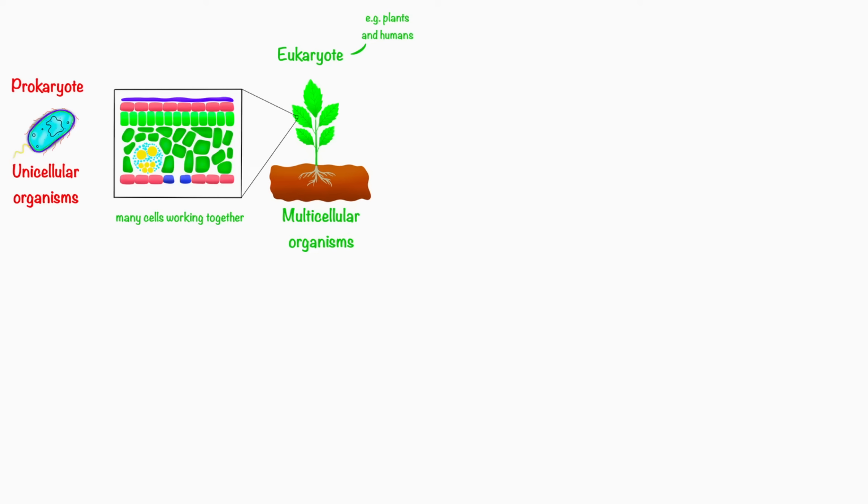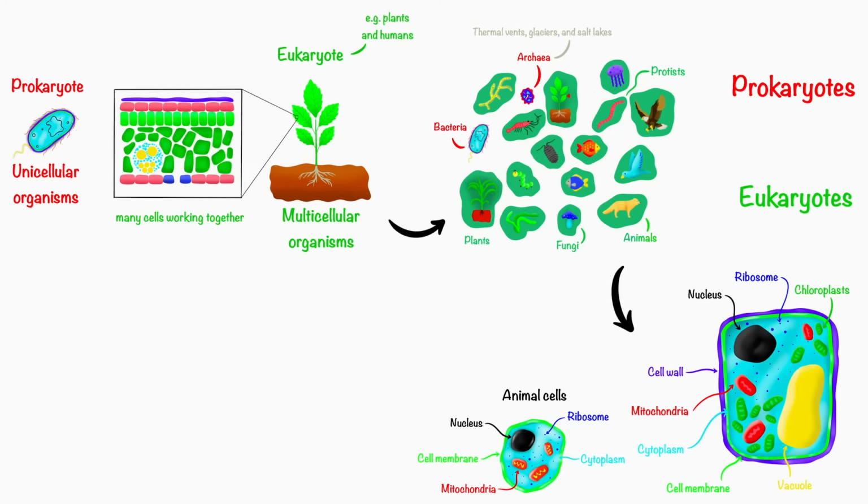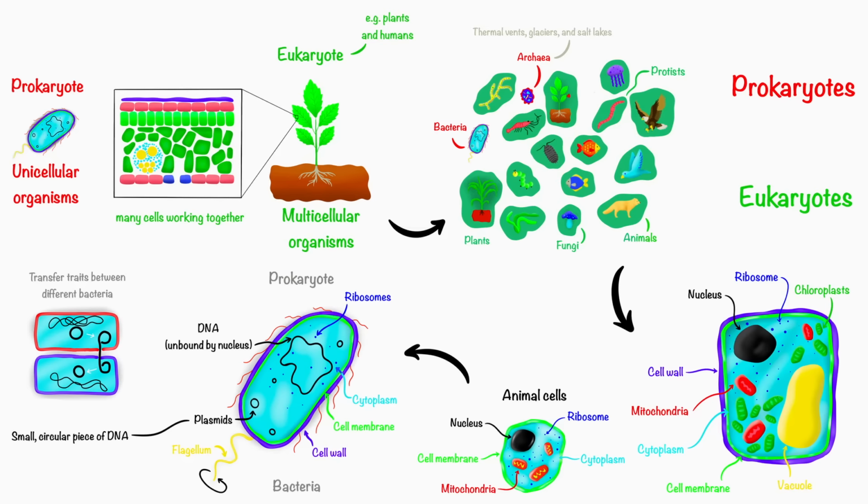In this episode, we'll start by looking at some key differences between prokaryotic and eukaryotic cells. Then look at types of organisms which fall into these two categories, examine typical cell structures of animal and plant cells, and finally look at bacterial cell structure.